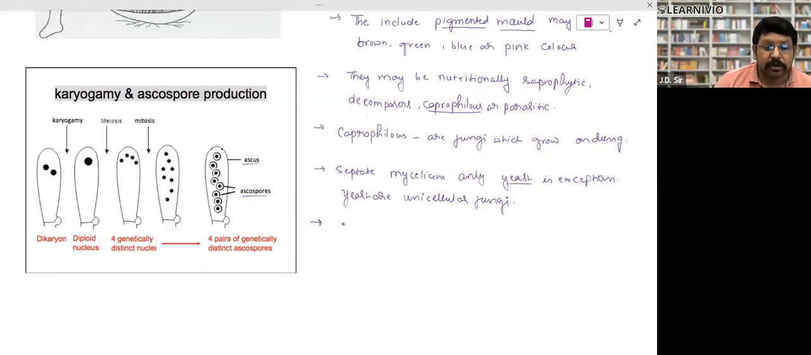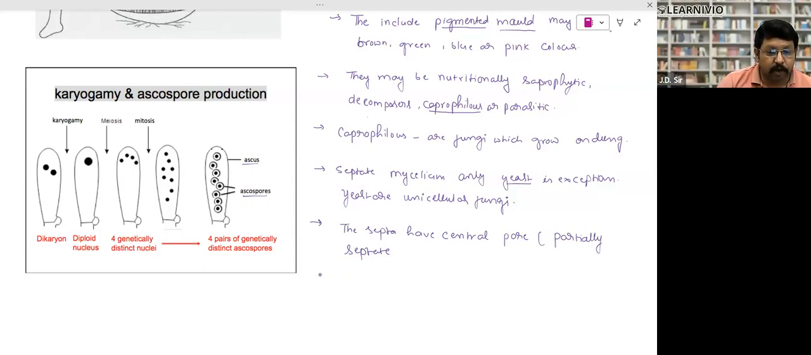The mycelium is septate, but the septa have a central pore. I have already discussed with you what the central pore is. Septa have a central pore, and so you can call this partially septate. So we can say the mycelium is partially septate.